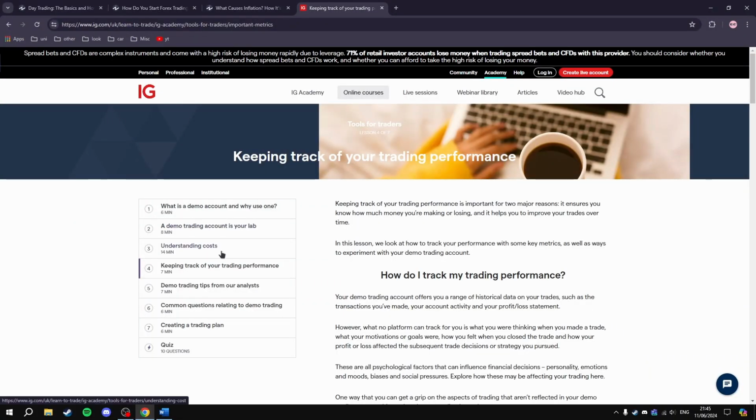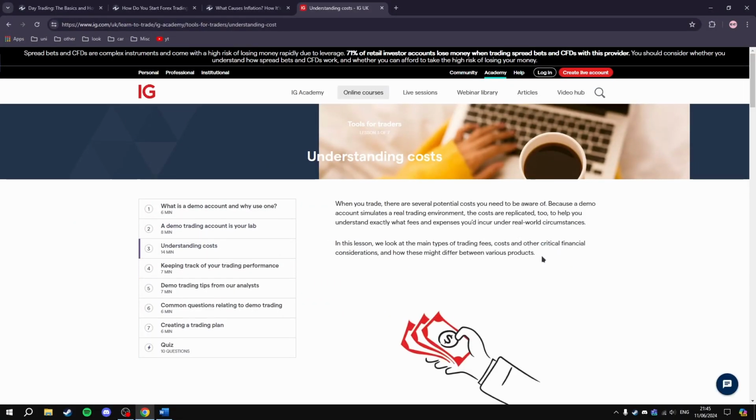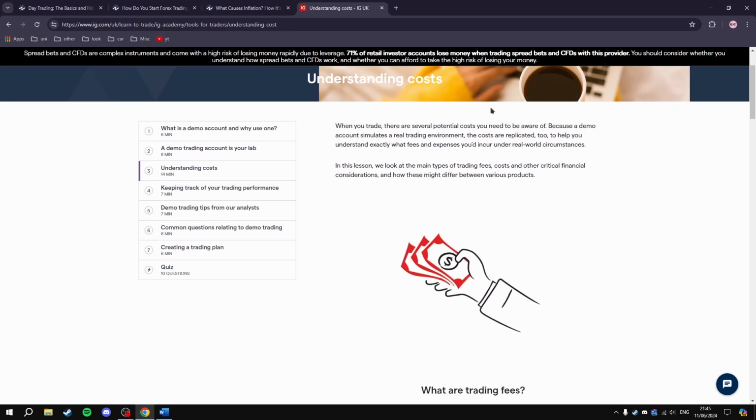So in the last episode, we went through understanding costs. When you trade, there are several potential costs you need to be aware of, because if a demo account simulates a real trading environment, these costs are also replicated in the demo account, so you get the real world experience basically.